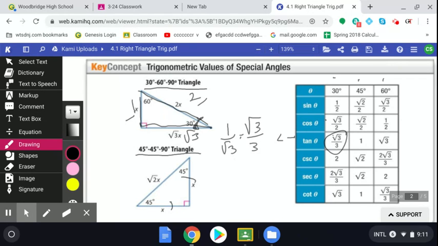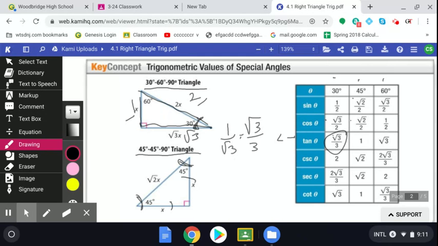Cosecant, then you just flip them. And then for 45, 45, 90, it doesn't matter if you call this one theta or that one theta, because they have the same measure. So once again, these are rationalized. Sine and cosine of 45 would be 1 over square root of 2, and then you rationalize and get that.